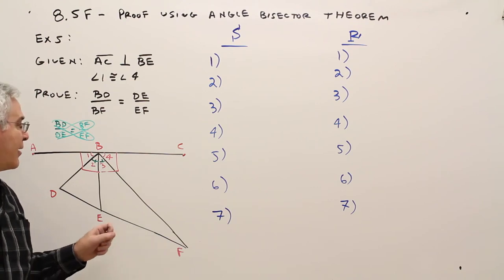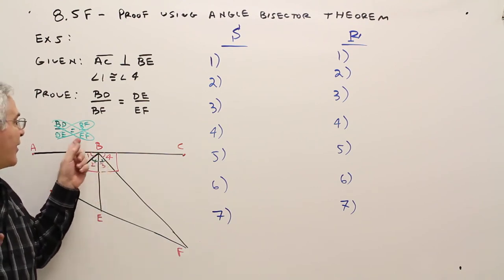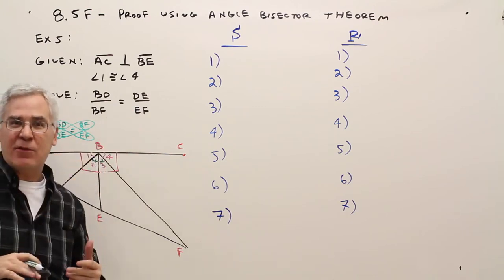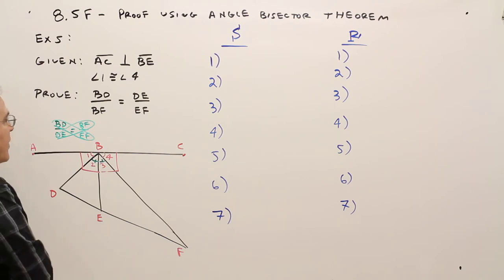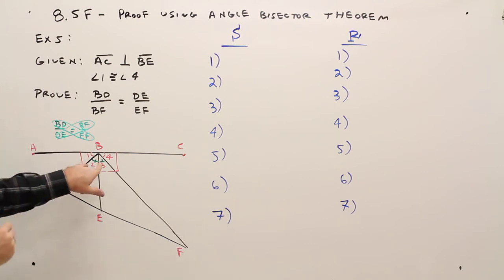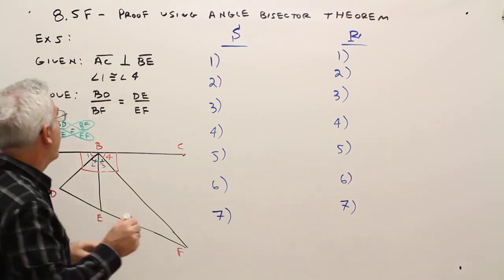I have a game plan. I'll do the angle bisector theorem. I'll write this proportion, and then I'll just do the means extremes theorem, which says you can rewrite that proportion. Okay, so let me start off. I've got to get these angles congruent. I'll start with these statements right here.